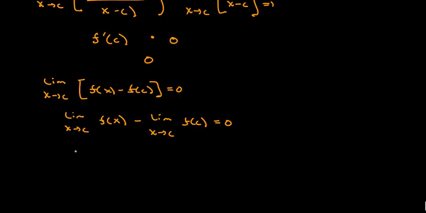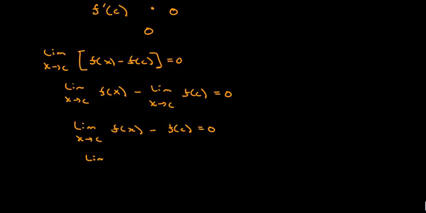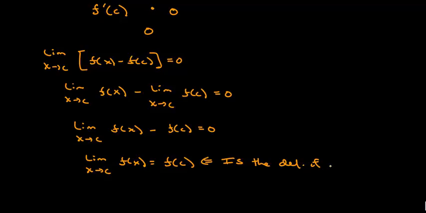Okay, so this gives us the limit as x approaches c of f of x minus f of c is 0, and then the limit as x approaches c of f of x then must be equal to f at c, which, guys, is the definition of continuity.